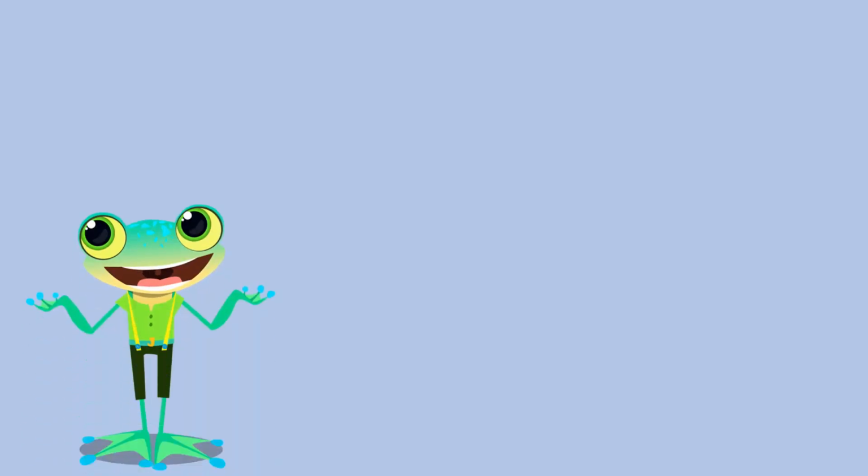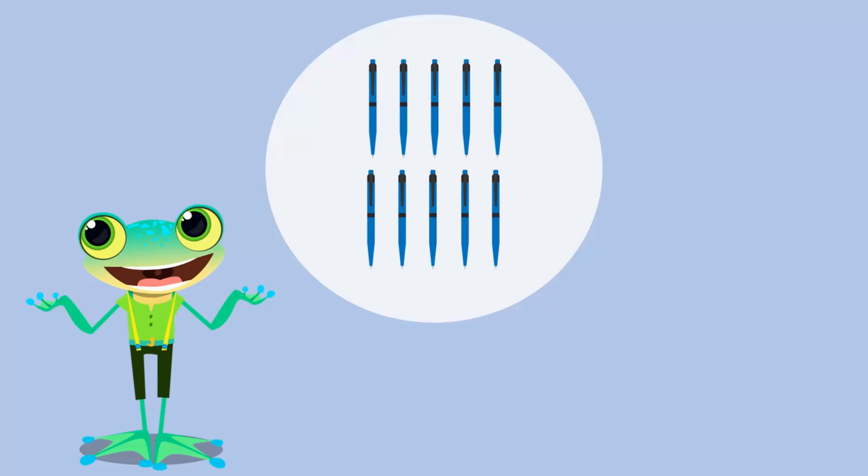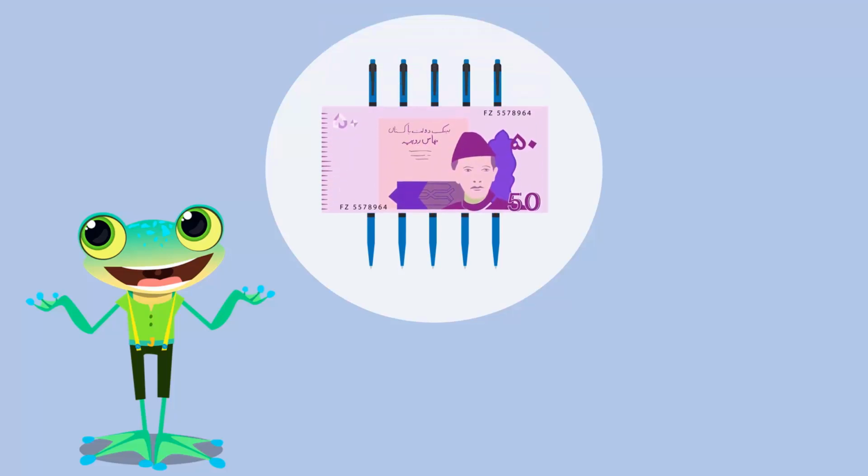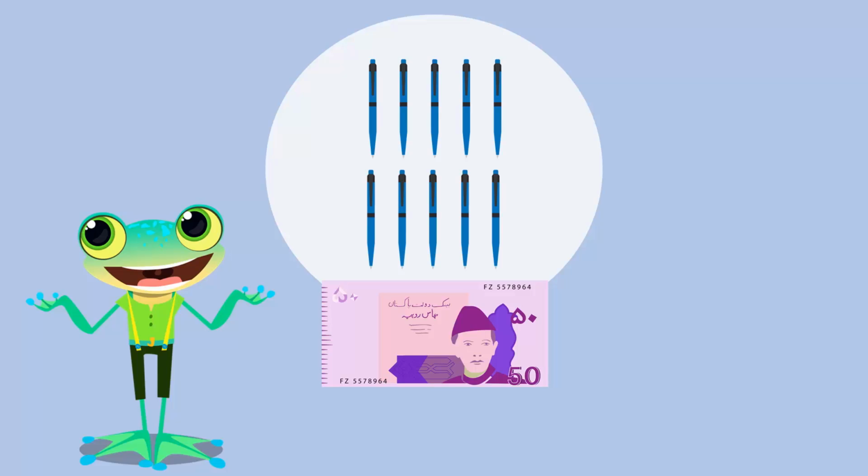Jamal wants to buy 10 pens, each costing 5 rupees. How much money will he need to buy the pens? Jamal will need 50 rupees. How do we find the answer?